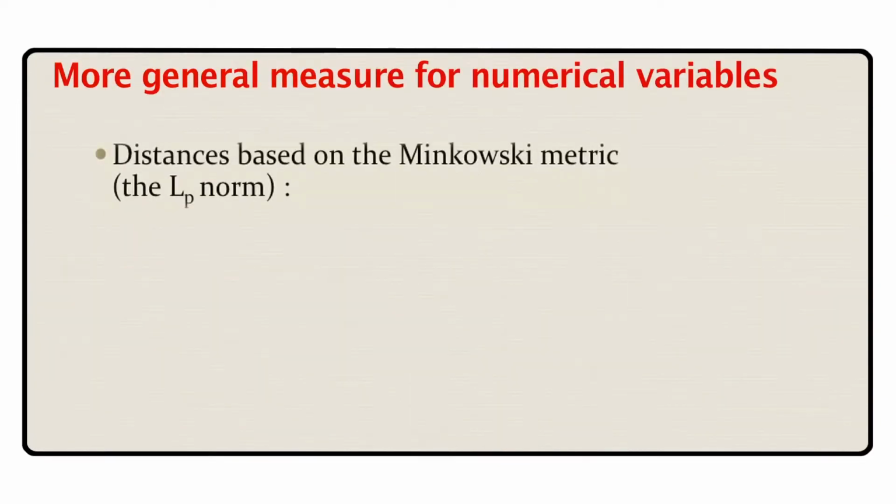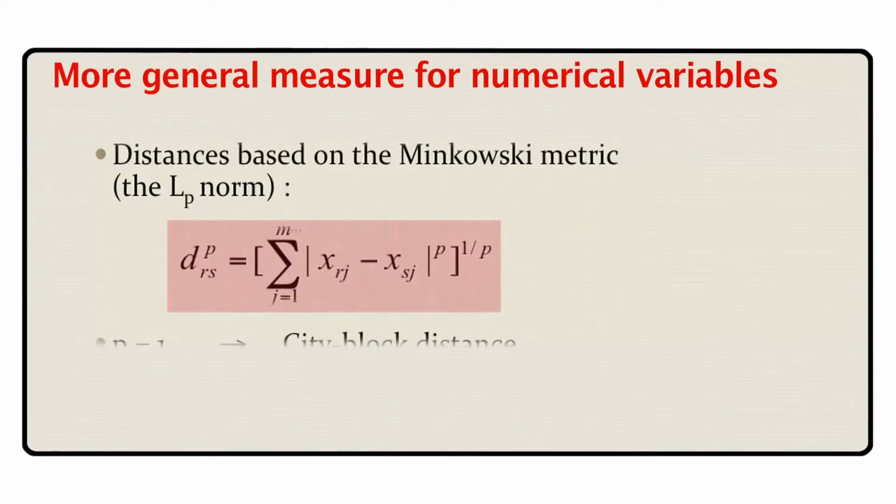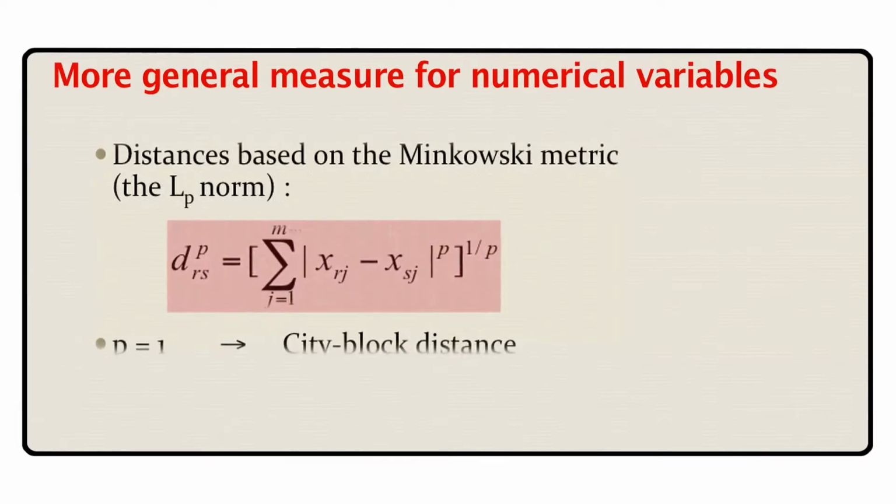So more general measures of numerical variables would be what is referred to as the Minkowski metric, or the Lp norm, which gives us a distance measure which is the modulus of x_rj minus x_sj to the power of p, again summed over j, and then to the power of 1 by p.